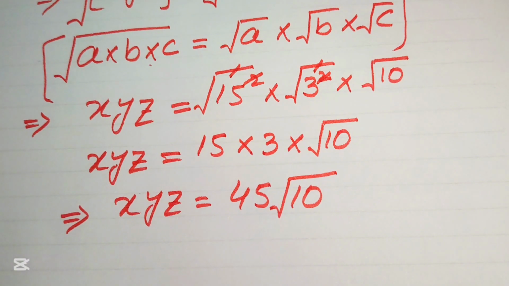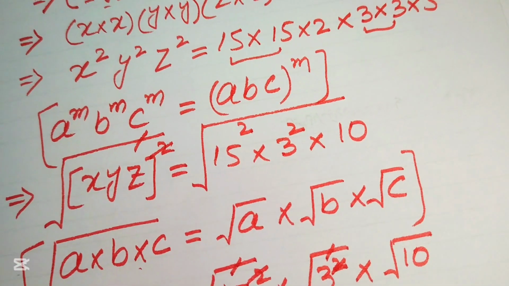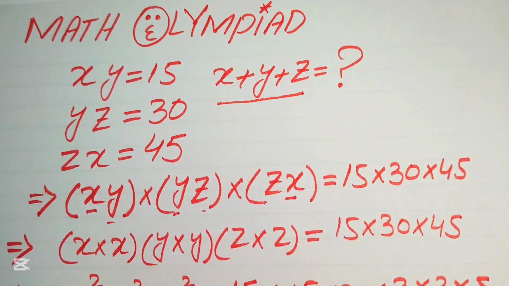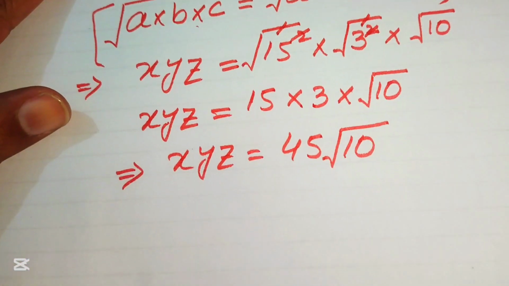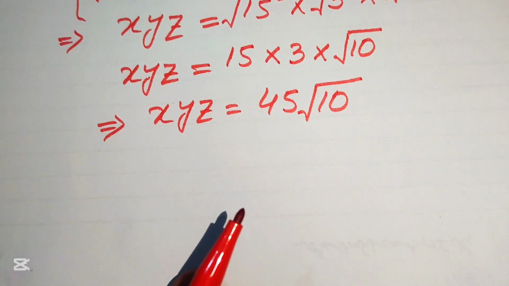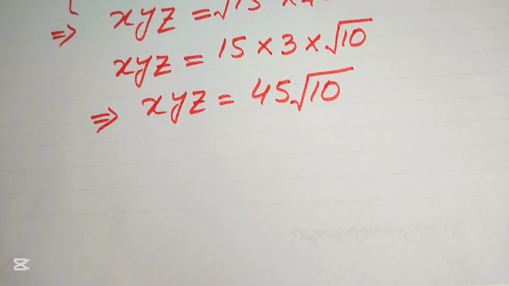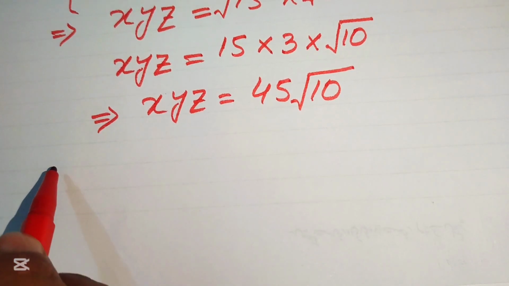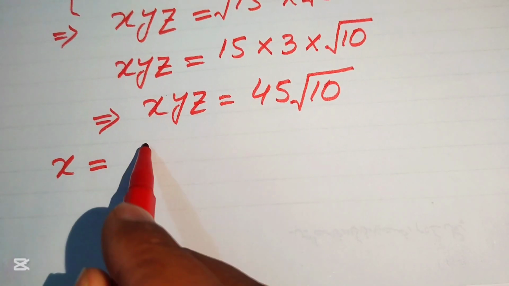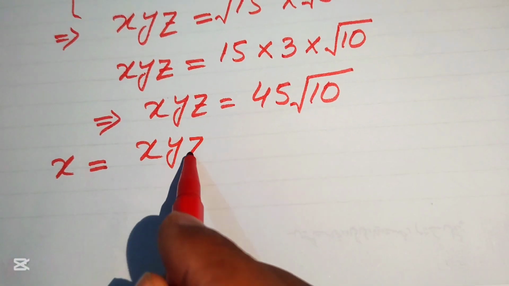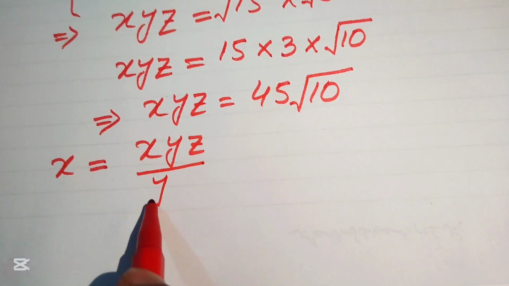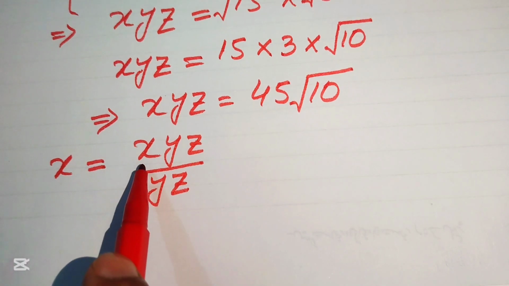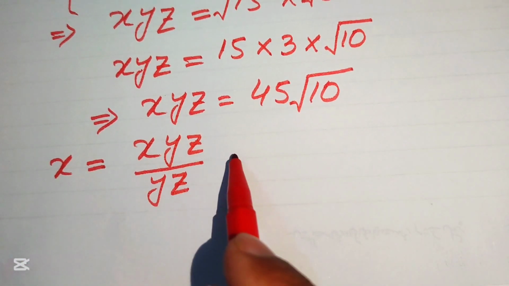But now here our claim is to find the sum of x, y, and z. This is our required claim. So now we move towards our final destination. First we need to find the value of x, y, z. In order to find the value of x, we write x equals xyz divided by yz. You see here this yz is cancelled out by this yz, and we again get x. Okay, so we write this x in this form.